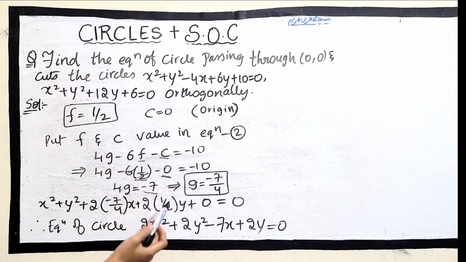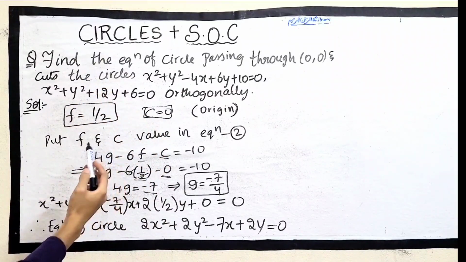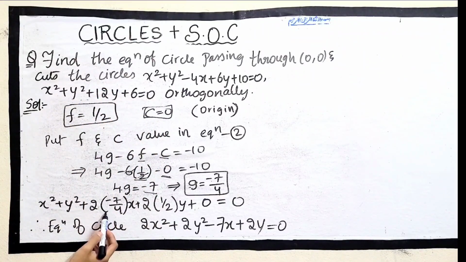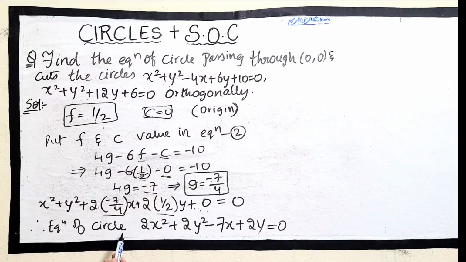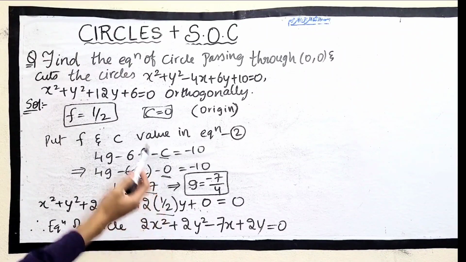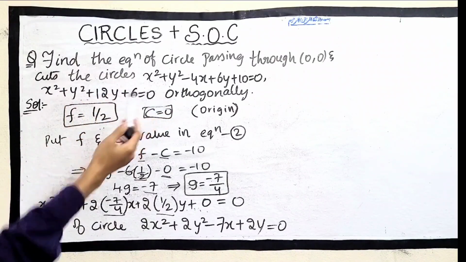Now substitute the g, f and c values in equation 1, which is the required equation. After substituting, in place of g, 2 into minus 7 by 4 into x, plus 2 into 1 by 2 into y, plus 0 because c is 0 here. On further simplification, you will get the required equation of the circle which is passing through (0, 0) and cuts these two circles orthogonally.